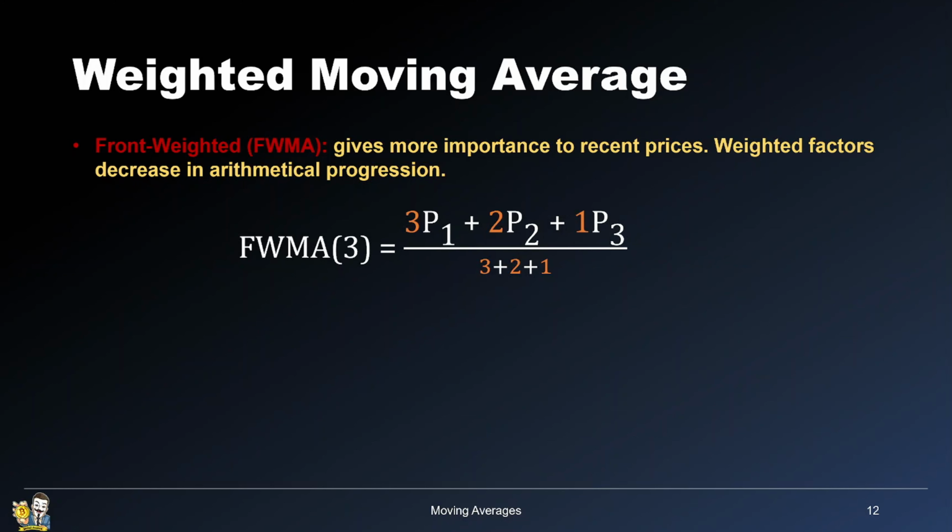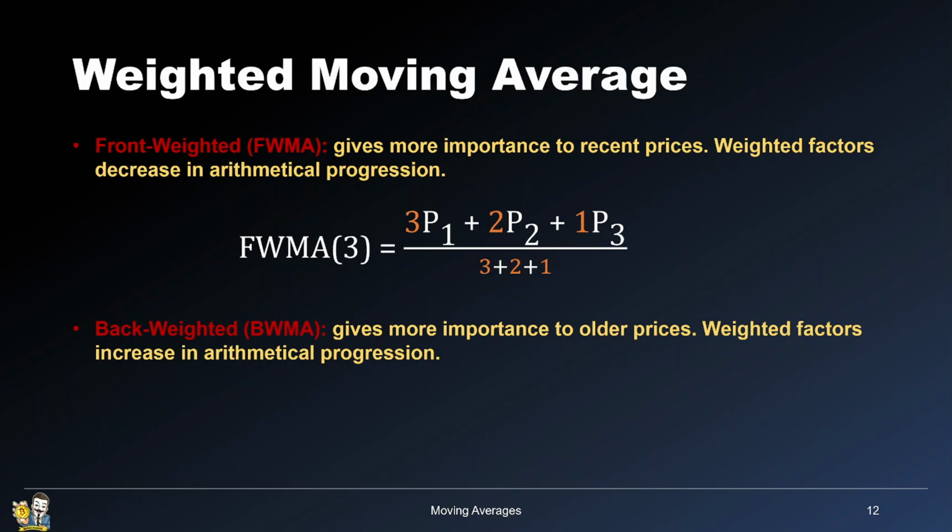For a 3-period moving average, the formula looks like this. It means the most recent price has a weight of 3, the previous one a weight of 2, and the one before that a weight of 1. Then we divide the total by the sum of the weights. It's much easier to understand the formula this way.